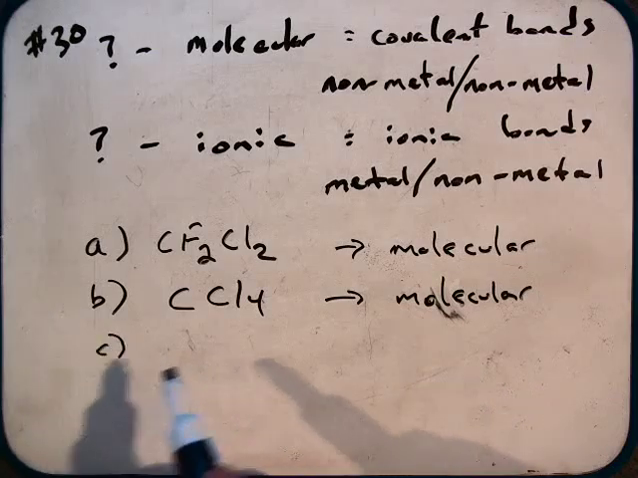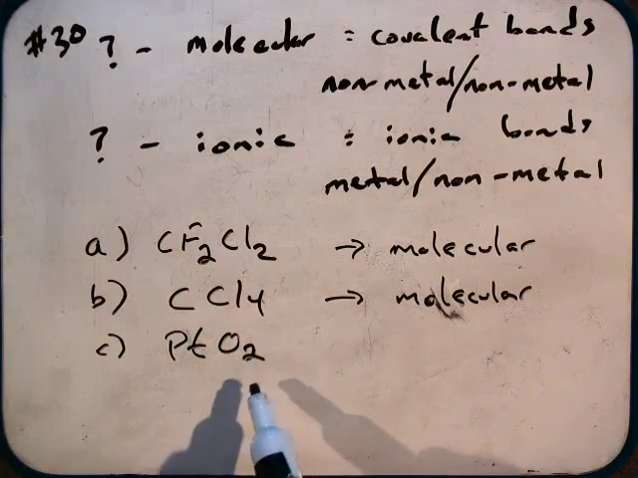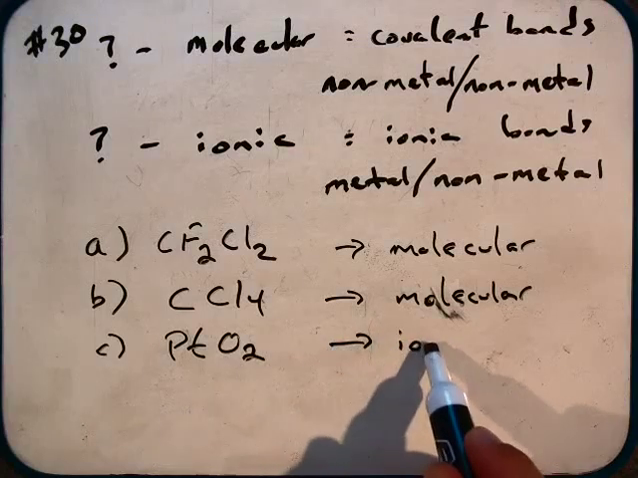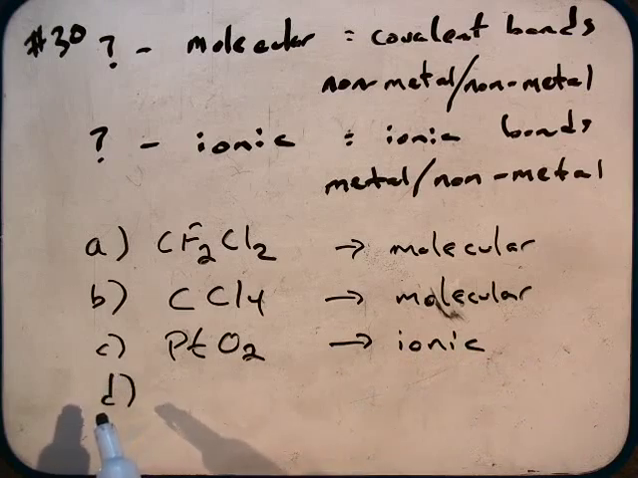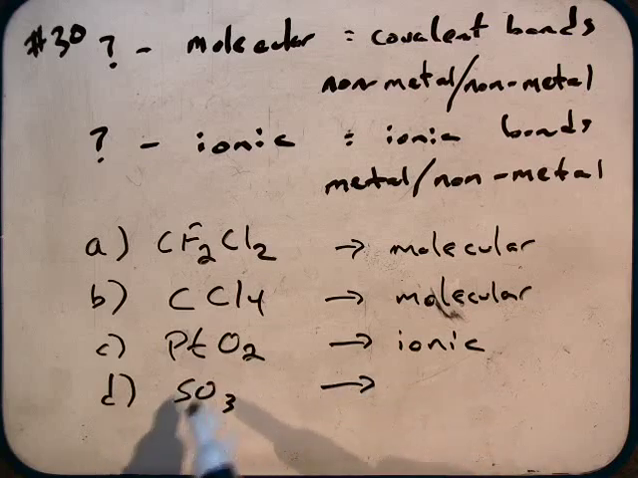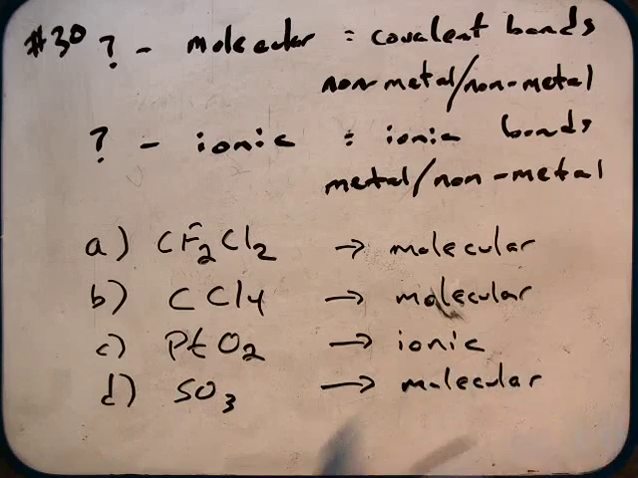Part C is looking at PtO2. Oxygen is a nonmetal, but Pt stands for platinum, which is a metal. So this would be an ionic system. And D is looking at SO3. Sulfur and oxygen are both nonmetals, and so again we have a molecular system. So this is just really looking at how we classify bonding systems, whether they're molecular or made up of nonmetals, or whether they're ionic, and then we have a pairing of a metal with a nonmetal.